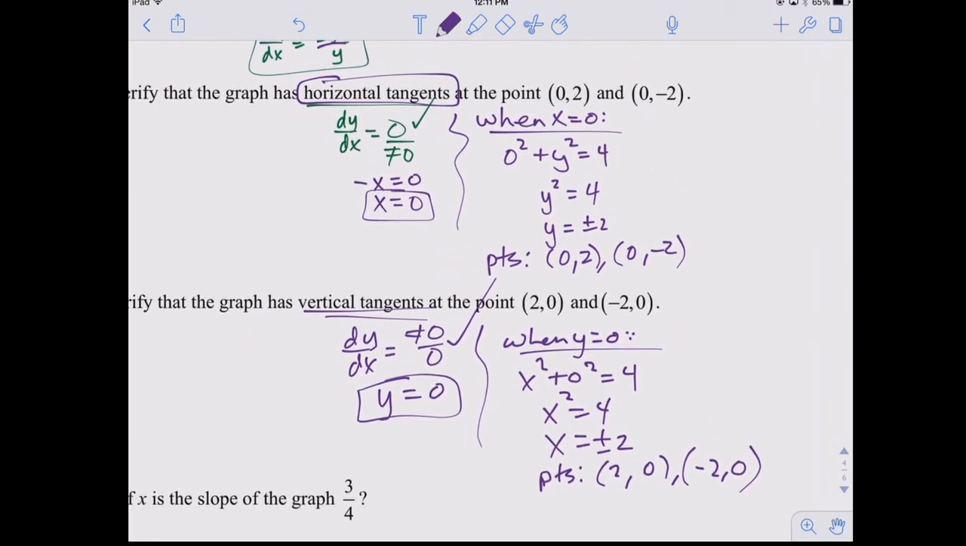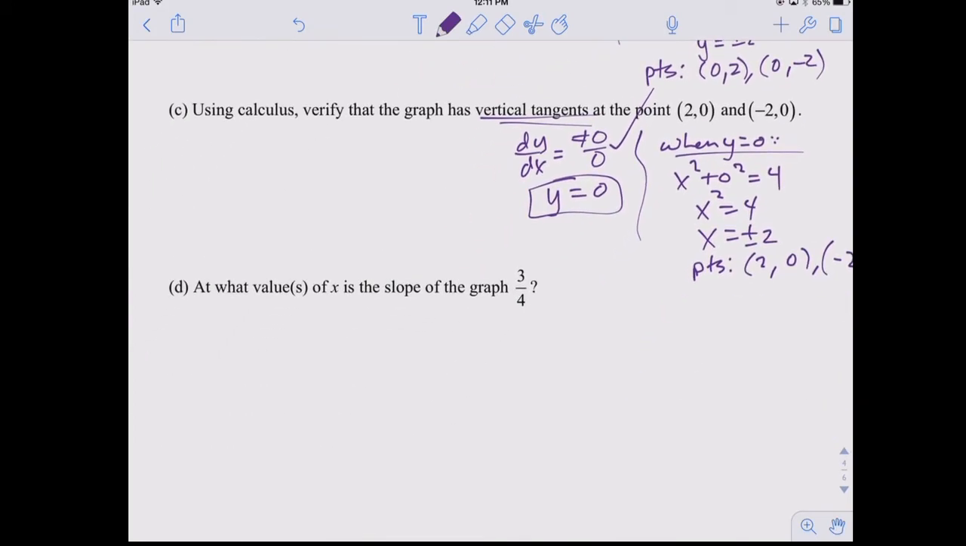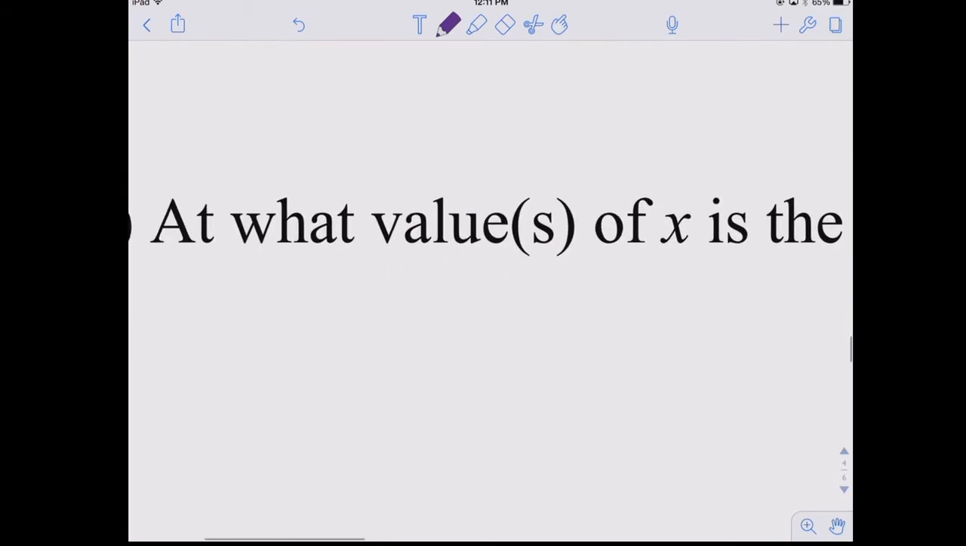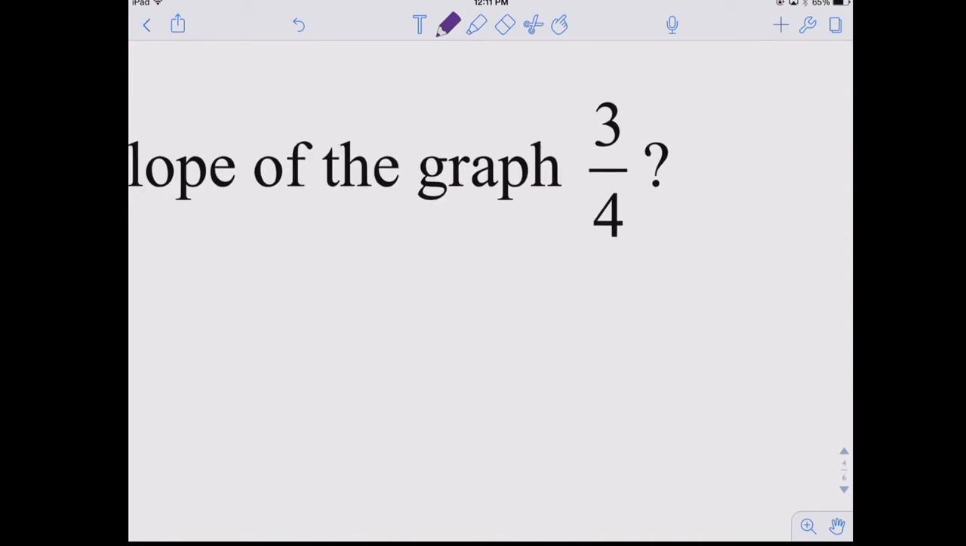So why did we do the calculus even though we already knew the answer? To prove that the calculus works, right? Because you think we're always going to be able to recognize what the graph looks like when it's implicit? Heck no. But now we have a method that we can trust and do reliably and faithfully to get the right answer. Now here's a nice follow-up question. At what value or values? Ooh, that kind of hints that there might be more than one, right? Foreshadowing. At what values of x is the slope of the graph 3/4?